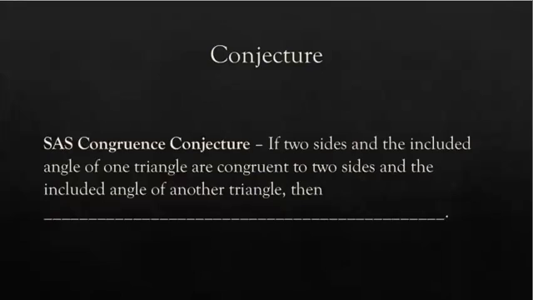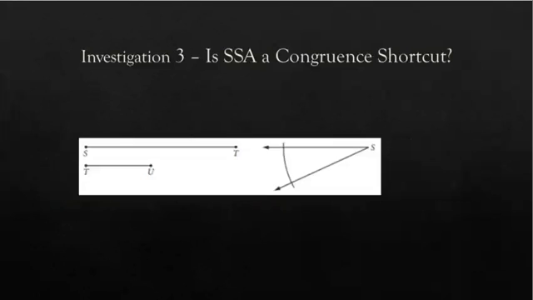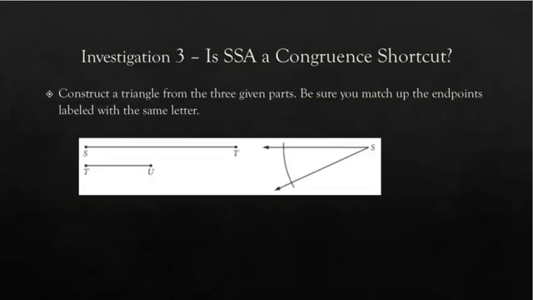So our side angle side congruence conjecture: if 2 sides and the included angle of one triangle are congruent to 2 sides and the included angle of another triangle, then the triangles are congruent. Side angle side is a congruent shortcut. Our last one to look at is side side angle. Construct a triangle from the 3 given parts.